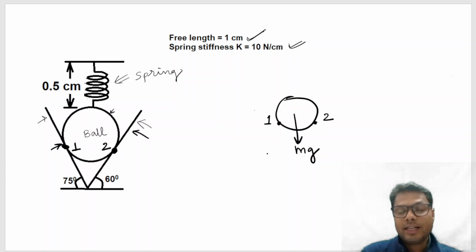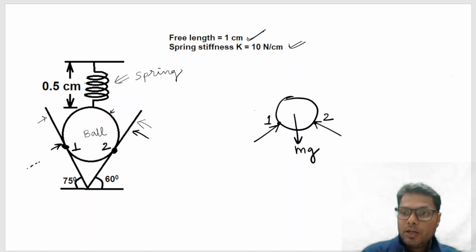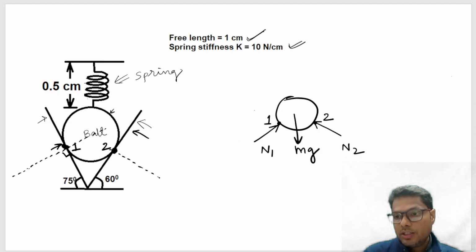At the point of contact, push nature. So here the normal reaction will be of push nature and here also the normal reaction will be of push nature, and the direction will be perpendicular to the common surface of contact. If this normal reaction is N1 and this normal reaction is N2, N1 will be acting along this line perpendicular to the common surface of contact and N2 will be acting along this line. This is N2 and this is N1.